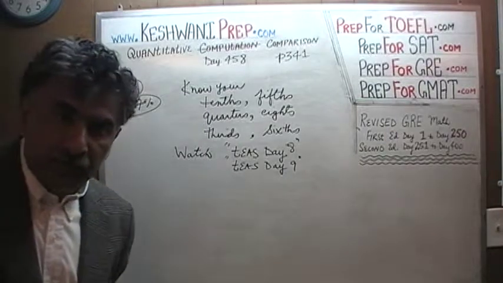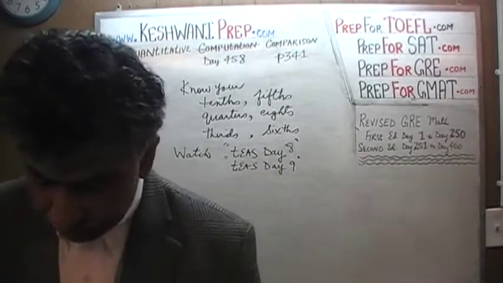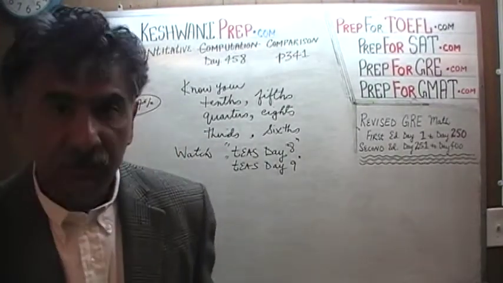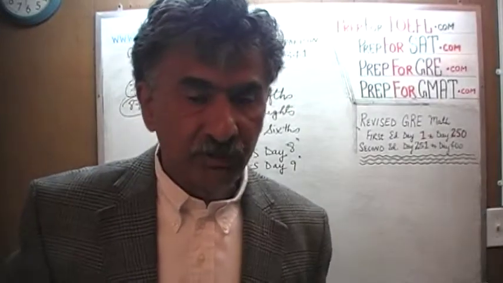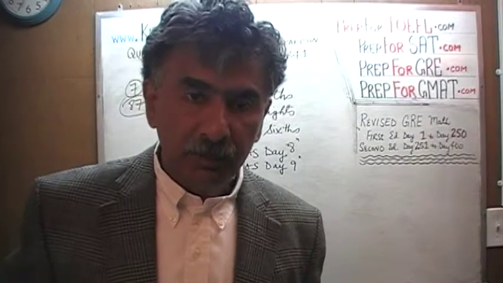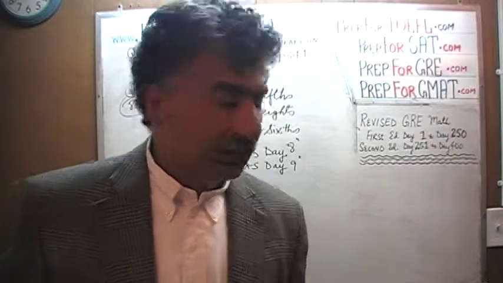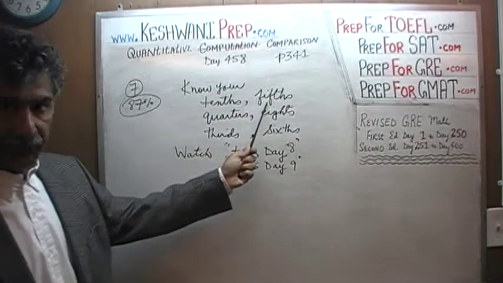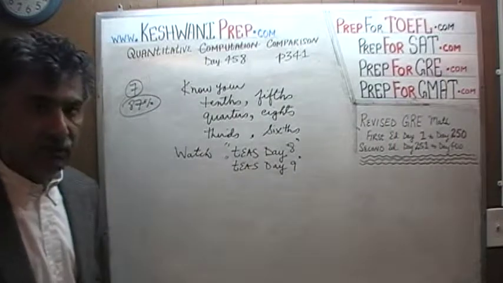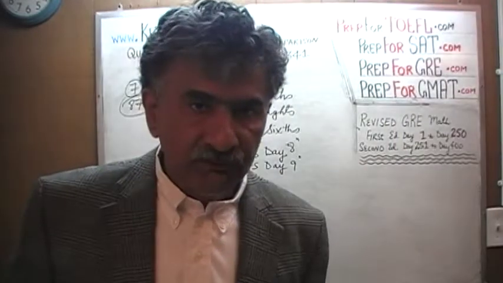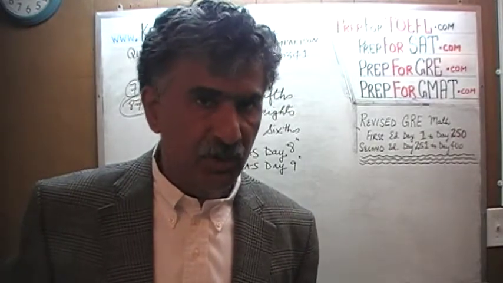Problem number 7, when it appeared in the exam, 87% of the people who took the exam had no trouble with it. Of the 13% who missed it, not counting the ones who made just a stupid mistake because they were not paying attention, the other people who missed it probably did not know their tenths, their fifths, the quarters, the eighths, the thirds, and the sixths by heart. Before you sit for the exam, there are basic facts of arithmetic that you have to know by heart. There are basic facts of geometry that you have to know by heart.